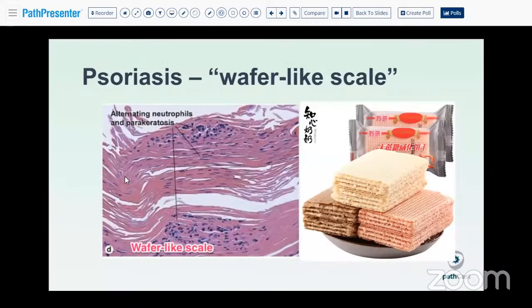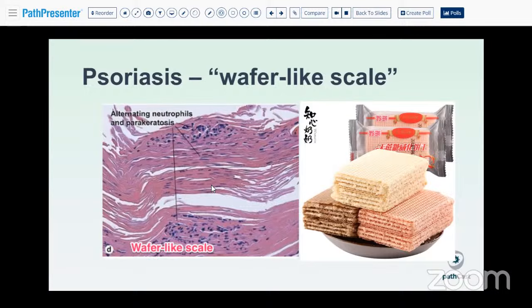Features of psoriasis: wafer-like scale. So wafer-like scale is this. It's dry parakeratosis being kind of the wafer component, and then layers of neutrophils. And again, you might not recognize neutrophils in the cornified layer. They don't look quite like neutrophils do in the dermis because they've lost their cytoplasm. Recognize them by these large, almost like smushed ant pieces, if that makes sense. Smushed ants in your cornified layer is what neutrophils look like there. And here we see layered neutrophils in the cornified layer forming kind of like the cream between the dry wafer.